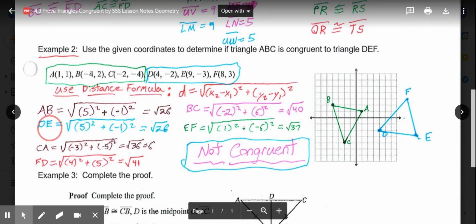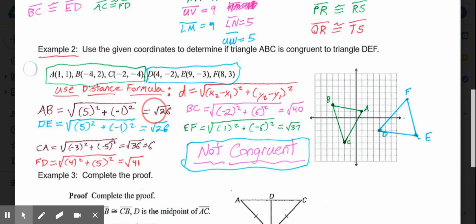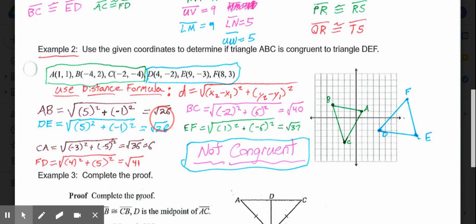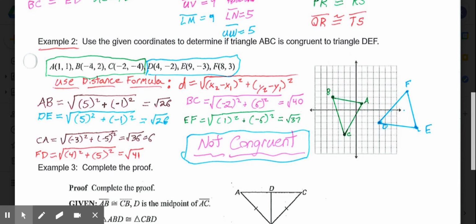Then if I do the same with DE, change in x values for DE, 9 minus 4 is 5. Change in y values, negative 3 minus a negative 2 is a negative 1. So the distance from D to E is also the square root of 26. So we have two sides that match up. So far, so good. Then we're going to do the same with the other two sides.